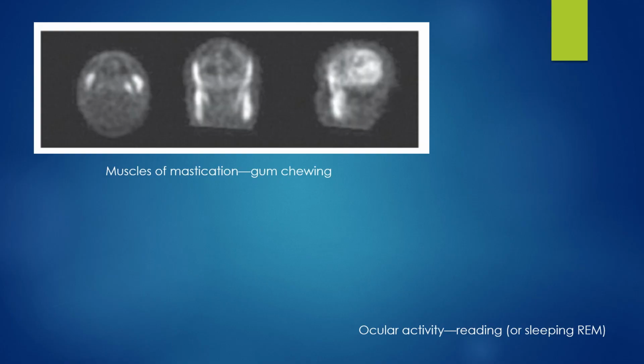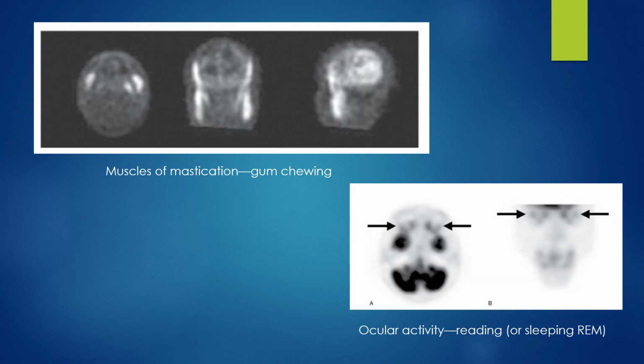The top picture here is showing muscles of mastication. The patient was chewing gum during their uptake period, and it resulted in increased uptake in the muscles around their gums. And then the second picture here is ocular activity. The patient was reading. You'll also see this when they're sleeping and they go into REM because the eyes have that rapid eye movement during REM sleep. And so you'll see that there's a little bit more intense uptake around the eyes.